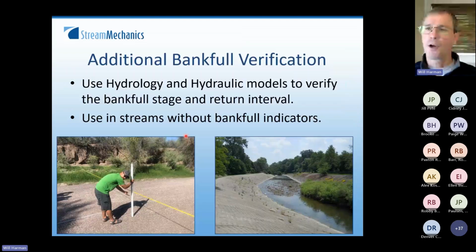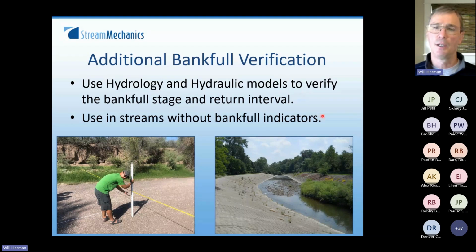Okay, so for all the modelers who are out there, we do want to acknowledge that H&H models can play a role in doing Bankfull verification. The problem is that sometimes modelers don't want to go to the field and look for these indicators. They just want to run computer models from in the office. And so we don't recommend that, but we like using these models to further verify the Bankfull features. You can also use them in streams without Bankfull indicators. So this part, they really can be an aid and supplement the use of regional curves.